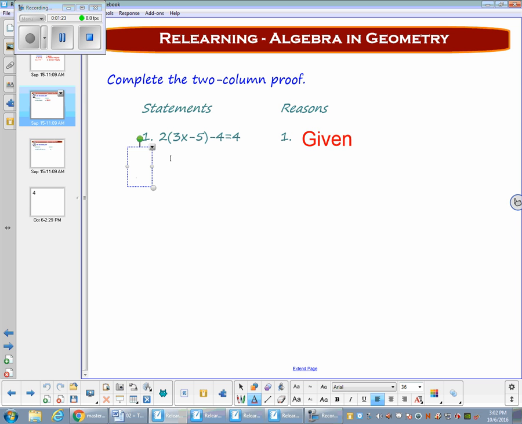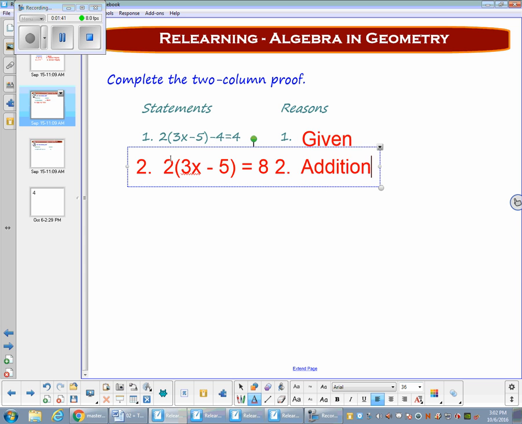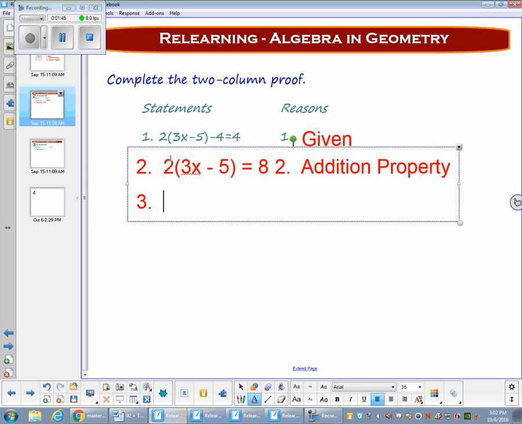Now there's many things that people would do here. Some people would distribute. What I would do is I would add 4 to both sides. So you're going to have to look at my way because you're not here to listen or to contribute. So I'm doing an addition property of equality. Now from here I want to get rid of this 2. So some people would distribute it, but what I would do is I would divide it from both sides.